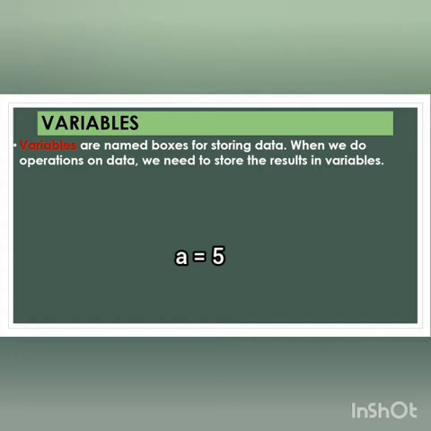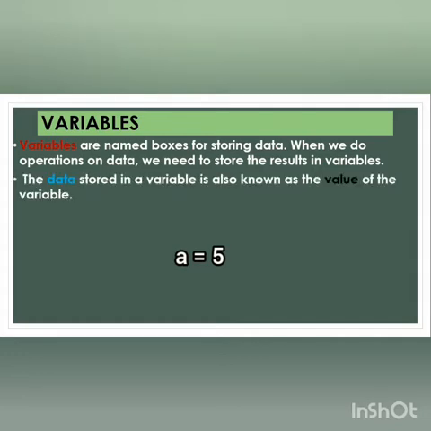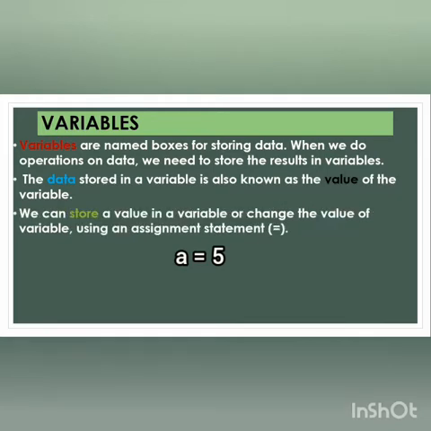So, now what is the value of A? 5. The value of A is 5. So, variables are named boxes for storing data. The data stored in a variable is also known as the value of the variable. We can store a value in a variable or we can change the value of a variable using an assignment statement. Here in this example, what is the assignment statement? Equal to, A is equal to 5. A is a variable, equal to is the assignment statement and 5 is the value or data.